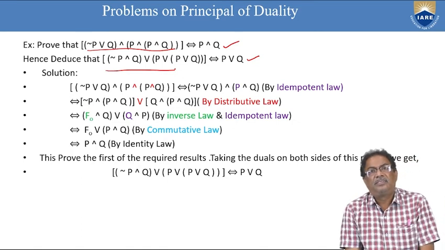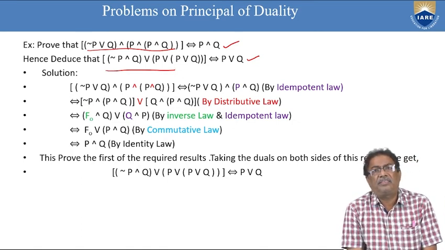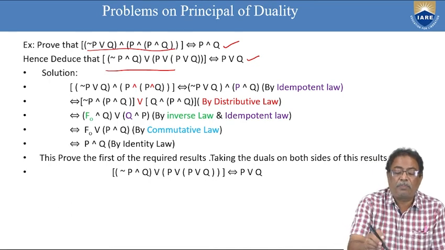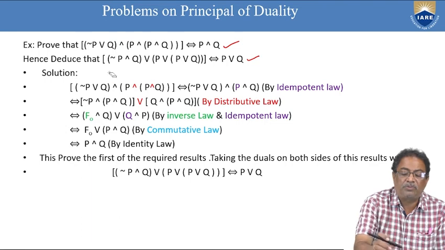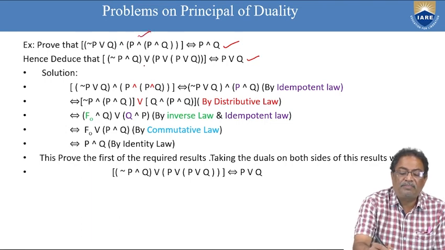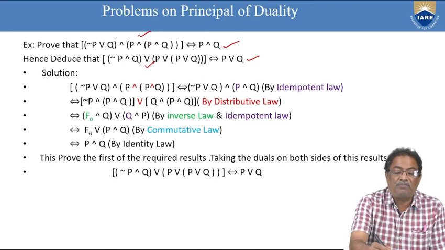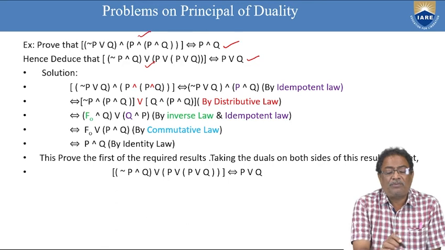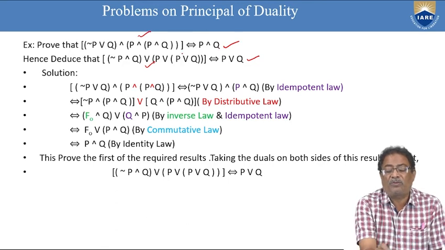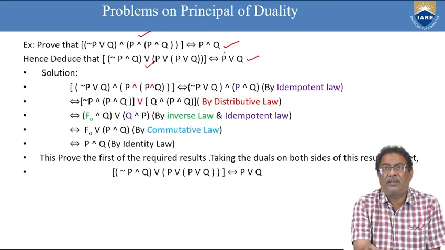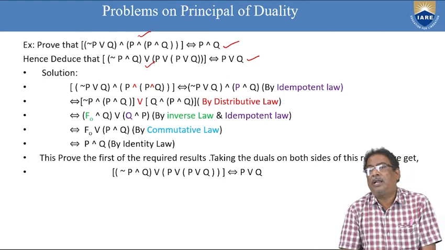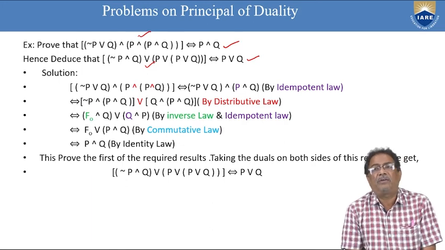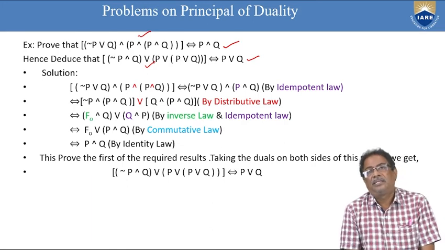You observe this. See, just AND is replaced with OR, OR is replaced with AND, I am going to get the second compound proposition. So from this I am going to get this. So dual of this is this. So if I prove the first result, I took the dual of this one, the second one need not be proved. And automatically we just write the dual of it, then we are going to get the result.